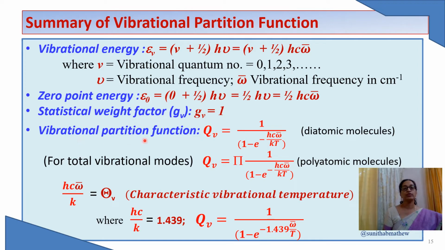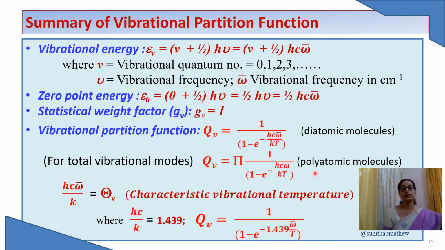Now for a diatomic molecule, we have seen that the vibrational partition function comes out to be QV is equal to 1 divided by 1 minus e to the power minus hc omega bar upon kT. This hc omega bar upon k has the dimension of temperature, which can be written as the characteristic vibrational temperature. So we can write it as theta by T also here. Now if we put the values of h, c and k constants, it comes out to be 1.439. So we can write for this hc upon k, QV is equal to 1 divided by 1 minus e to the power minus 1.439 omega bar upon T. This is for a diatomic molecule.